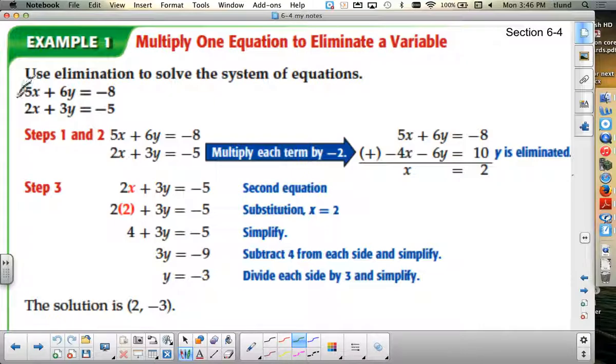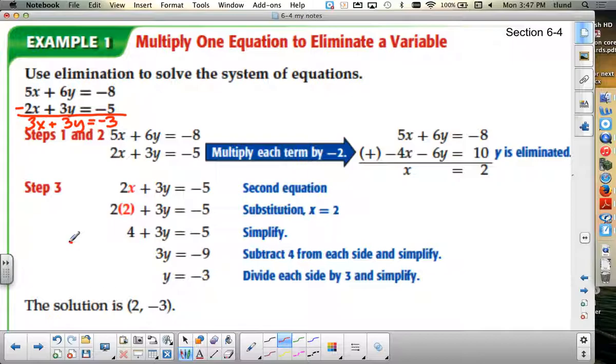Looking at this initial system that they give us for the example, if I tried to add these two together, I'd get 7x plus 9y equals negative 13. And neither of my variables will eliminate. Well, you can always try subtraction. If I tried to subtract this system, 5x minus 2x is 3x, 6y minus 3y is 3y, and negative 8 minus negative 5 is negative 3.